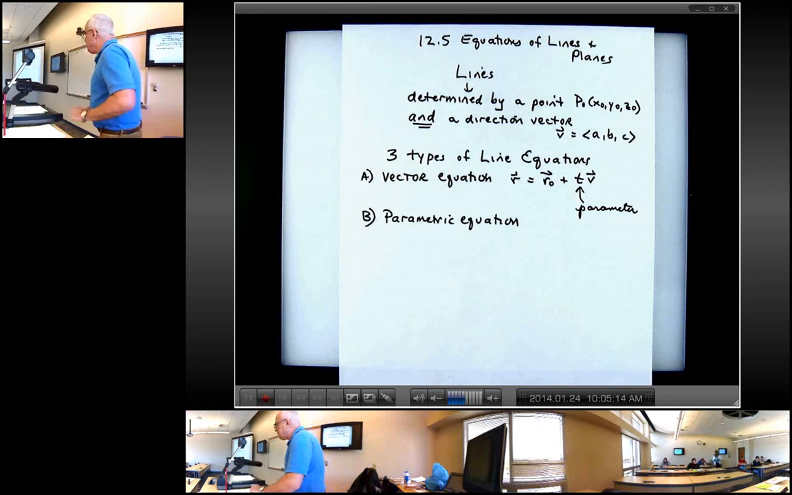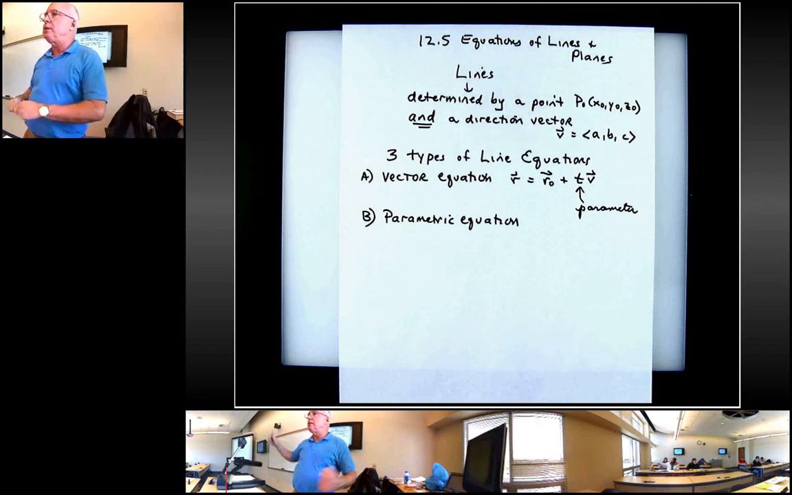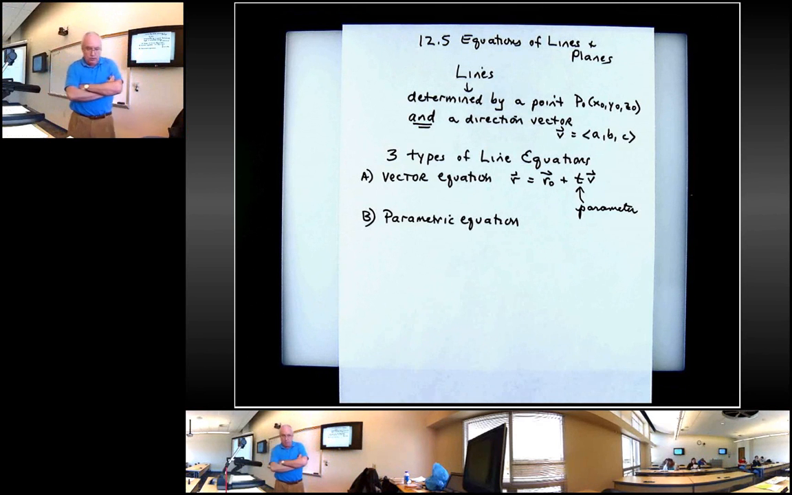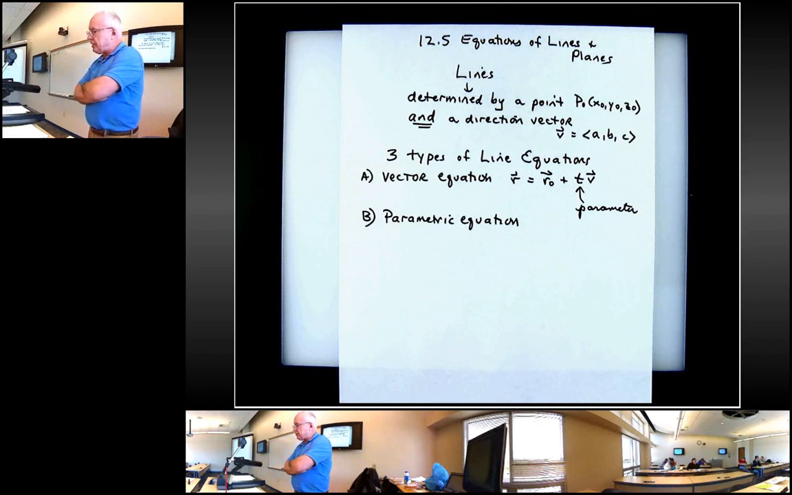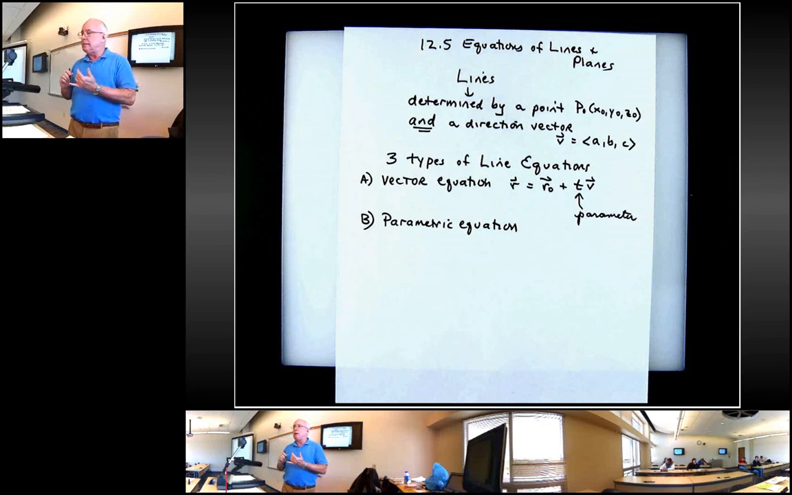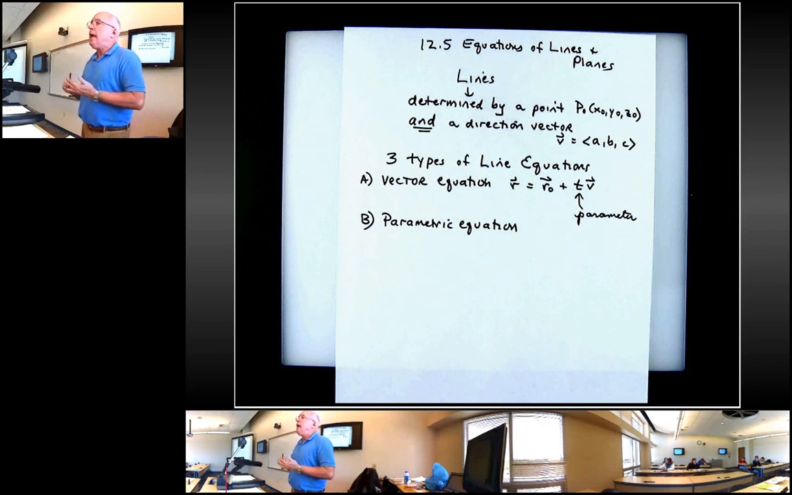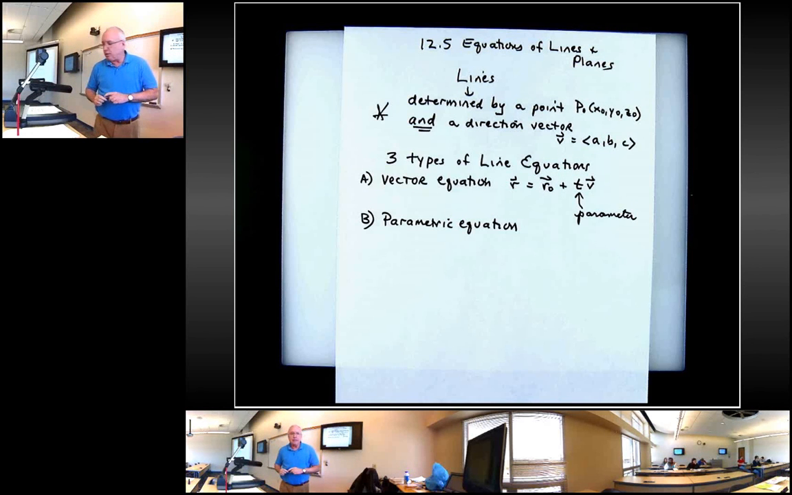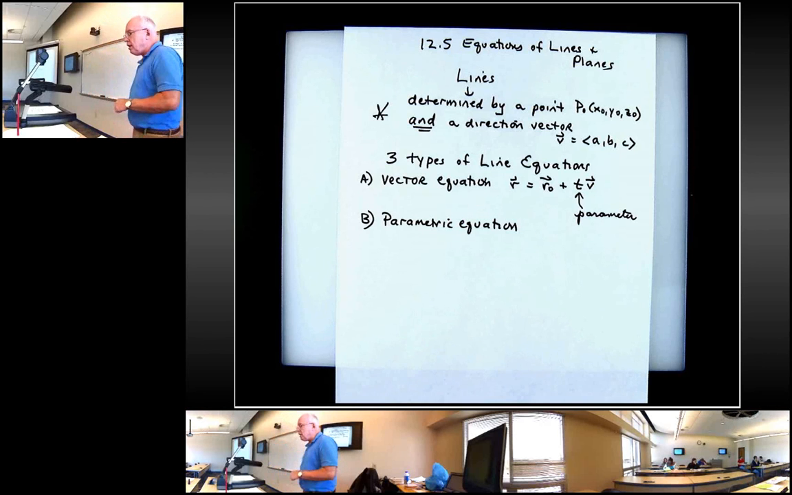All right. So what we're talking about here in 12.5 is we're looking at equations of straight lines in three-dimensional space, and then we'll be looking at equations of planes. The most important thing about a line that I want you to remember is this: any straight line in space is determined, first of all, by a single point that it goes through and by a direction vector of the direction that the line goes to. So those are the two things that determine a line. And with that said, there are three different ways that we can write the equation of a straight line.